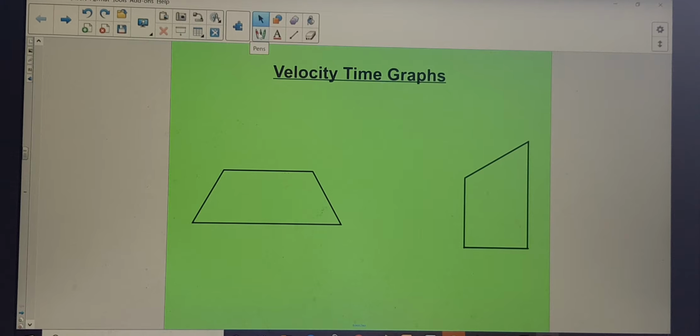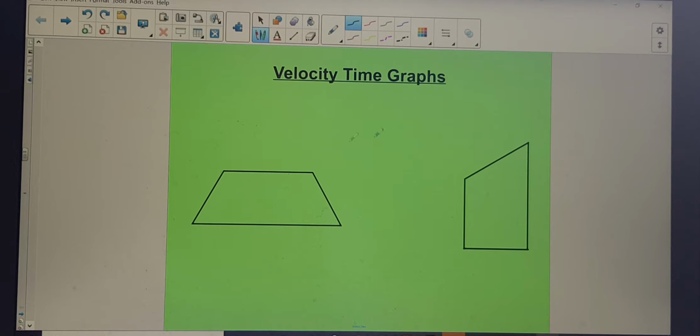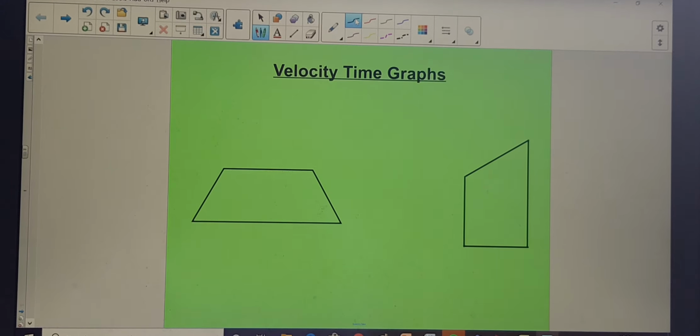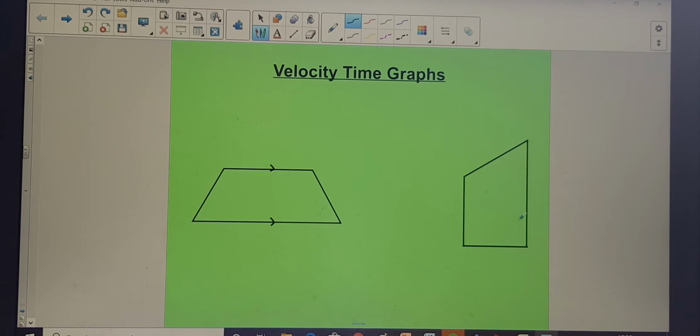Just a quick recap. Have a think about what these two shapes are, as we're going to use this skill later. Hopefully we'll recognise that they are trapeziums. They are trapeziums because they are quadrilaterals, i.e. four-sided shapes, and they have one pair of parallel sides. This would also be a trapezium, because it is a quadrilateral with one pair of parallel sides. These are obviously not parallel.